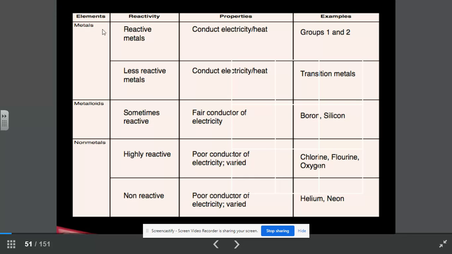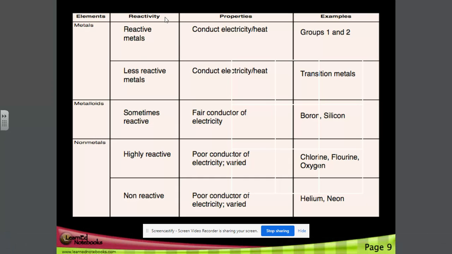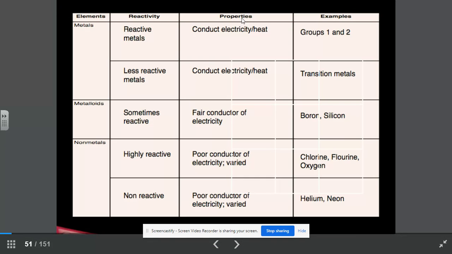So again, we have metals, metalloids, and nonmetals. We're going to discuss the reactivity of each of these groups. We're going to discuss the properties that they have, and we're going to give examples.